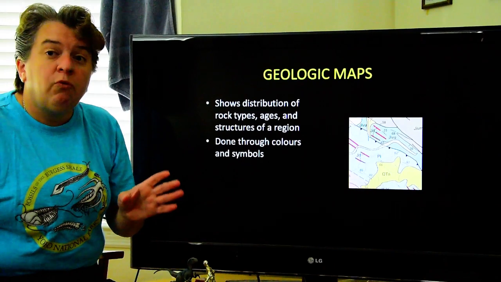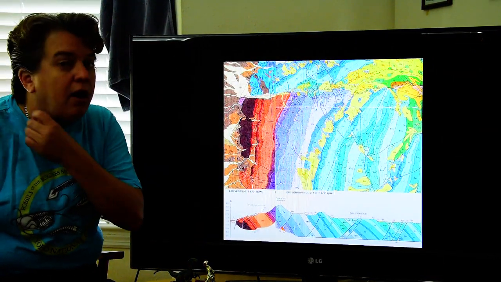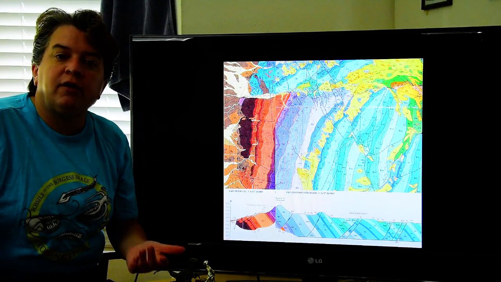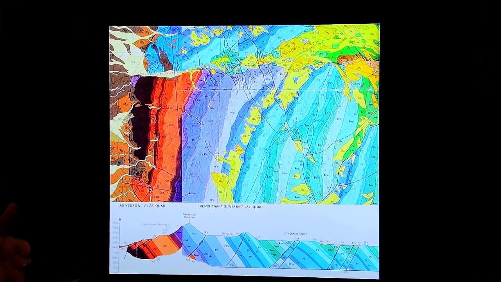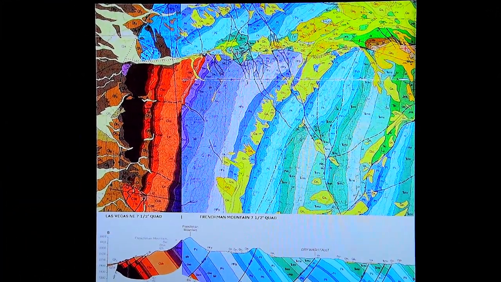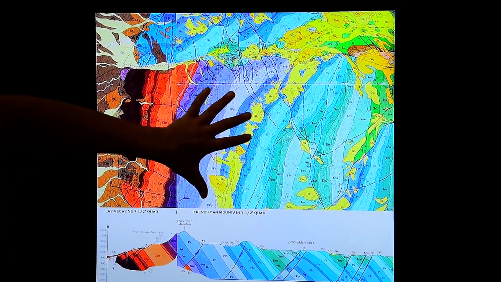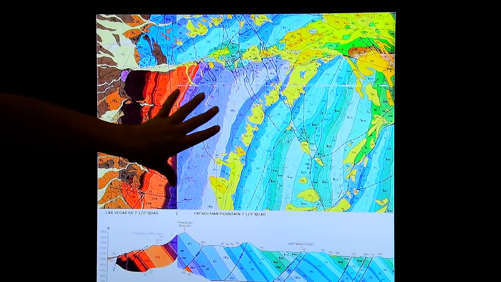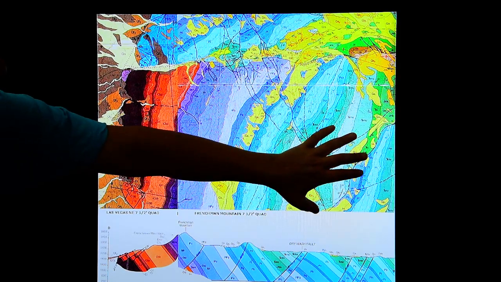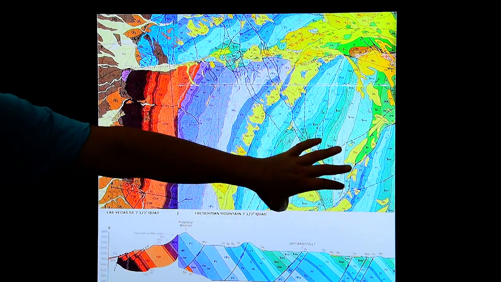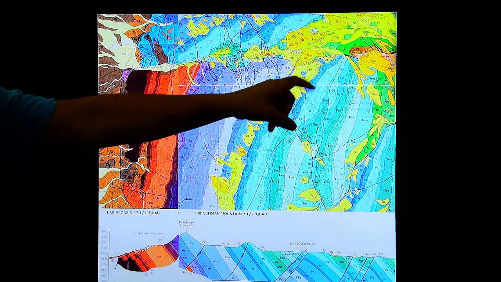Now the neat thing with modern geologic maps is the colors. They're color-coded. The United States Geological Survey has standard colors used for the Paleozoic, the Mesozoic, the Cenozoic, and so on. So usually when you see colors like these sorts of purples and reds and so on, we're dealing with the Paleozoic. When you have greens, you're dealing with the Mesozoic. And when you have yellows and browns, you're dealing with the Cenozoic.